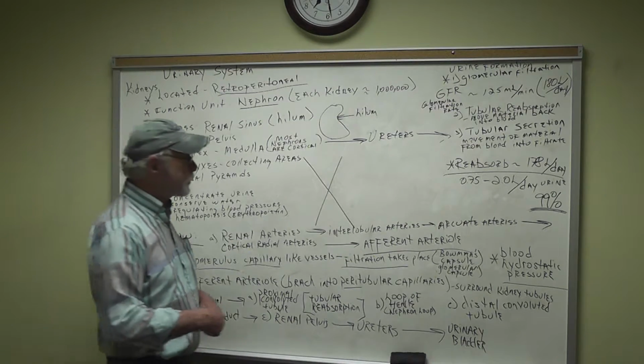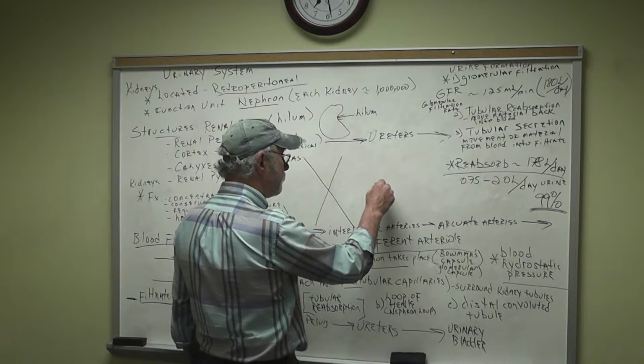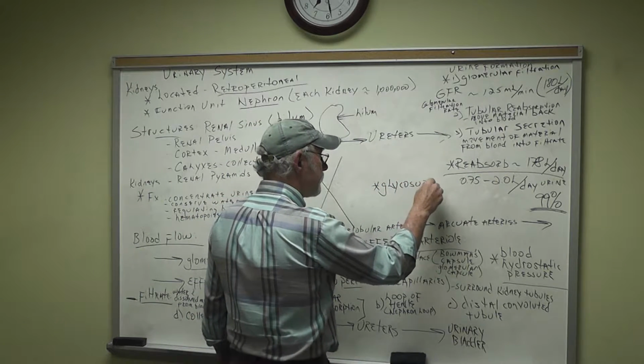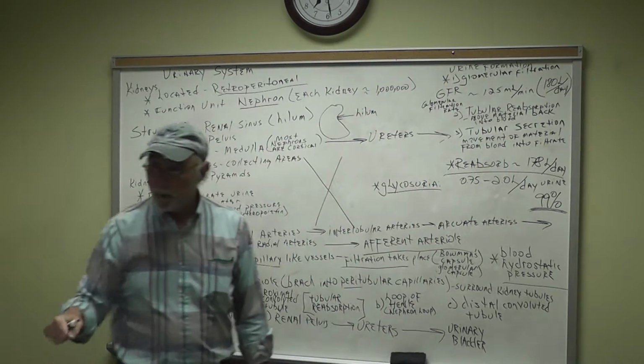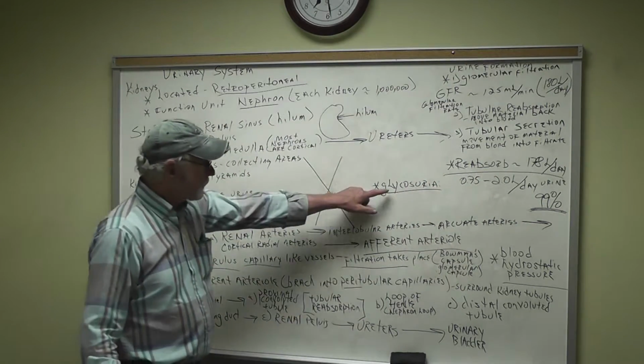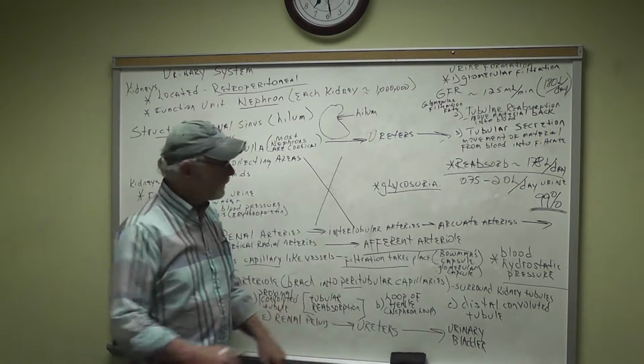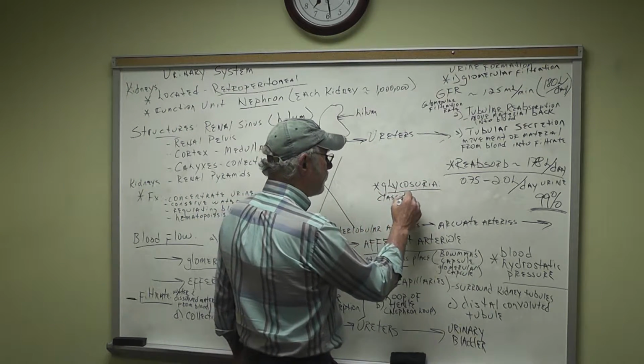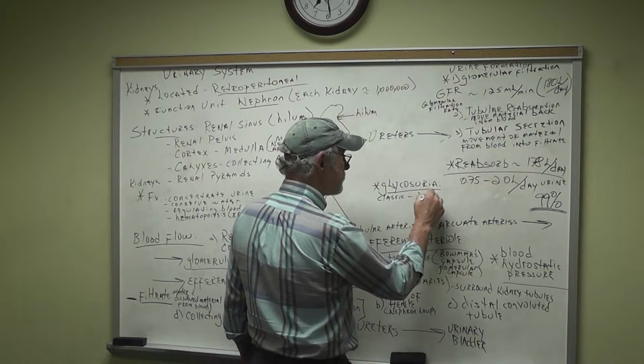So glycosuria is the classic symptom of diabetes. That means glucose in the urine. Okay, so that's classic for diabetes mellitus.